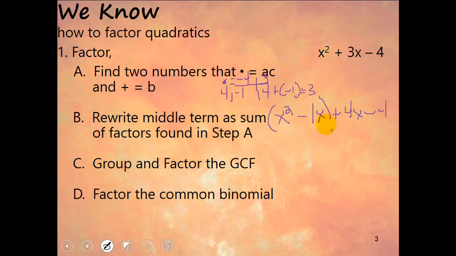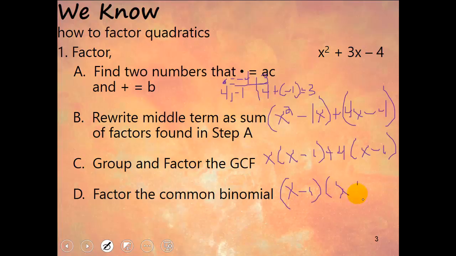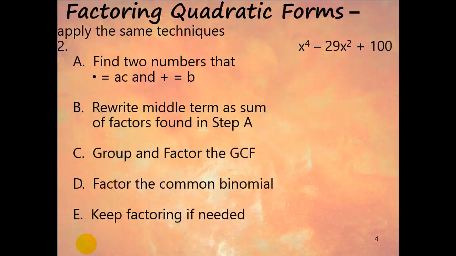Right? Remember that we grouped them? And then we factor out the greatest common factor. This is x times x minus 1, and this is 4 times x minus 1, and then I factor out my common binomial, and then I get x plus 4. We did this back when we were working just with quadratics, all right? We're going to apply the same process, only we're going to have an x to the fourth and an x squared. So think about this. In order to get to x to the fourth, I have an x squared and an x squared, okay?